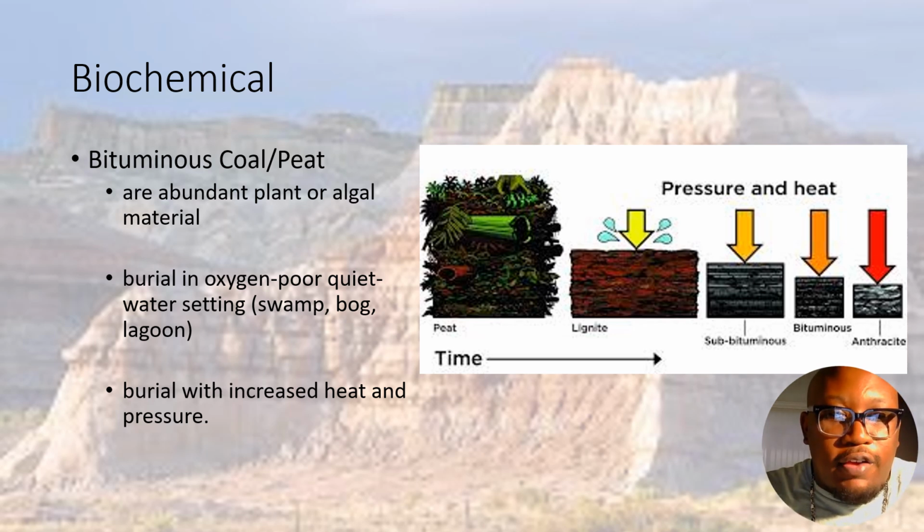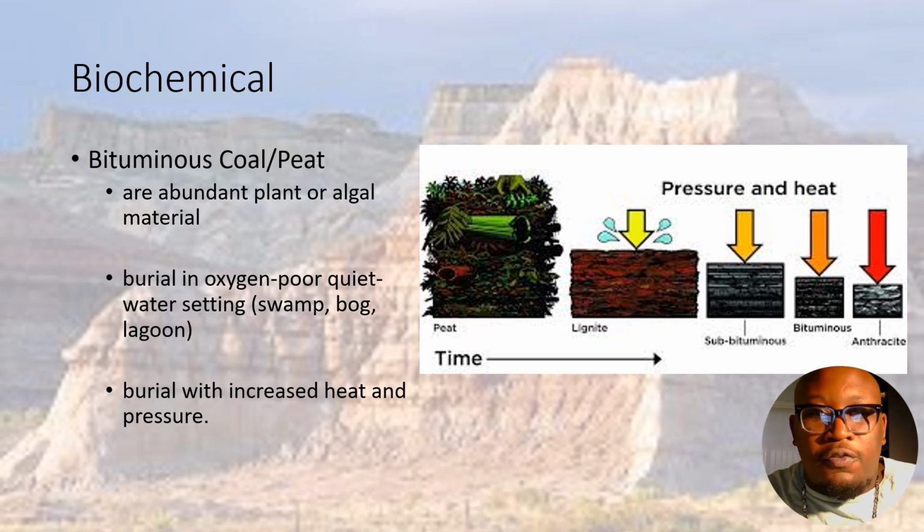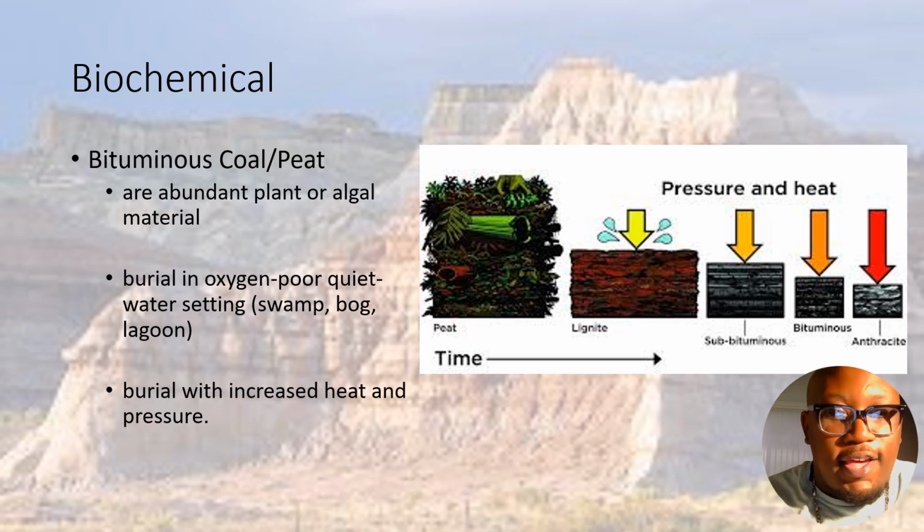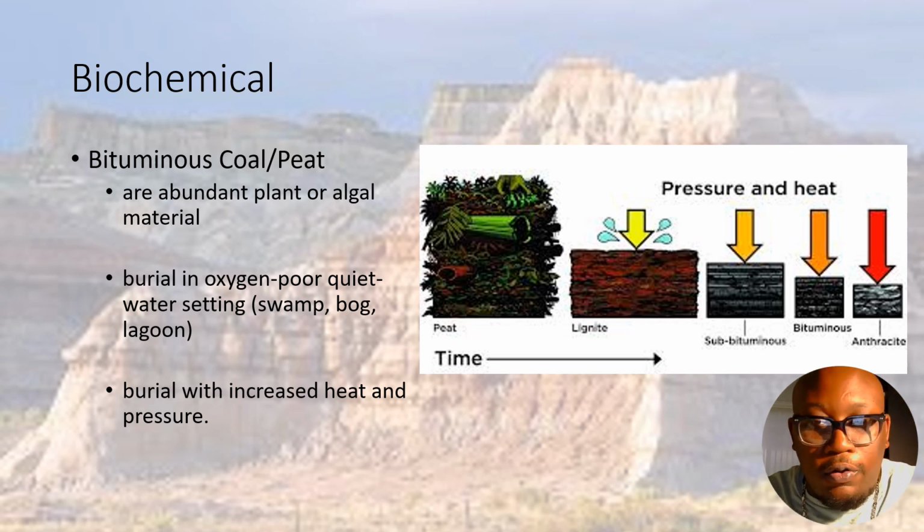You will get these rocks due to poor oxygen areas, and the reason why it has to be oxygen poor is because bacteria doesn't really like to live in that type of water. I mean, there's certain bacteria that will love that type of water, but in most cases they want oxygen rich water. And then lastly, you need a little heat and pressure to change the peat into coal.